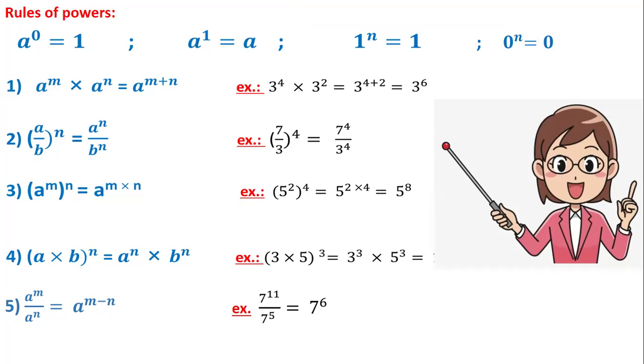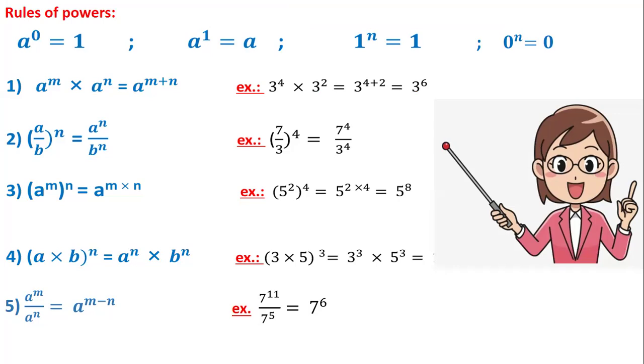Rule number 1, a to the power m times a to the power n, multiplication of two powers having same bases, different exponents. We keep the base a and we add the exponents, m plus n. 3 to the power 4 times 3 squared is equal to 3 to the power 4 plus 2, which is 3 to the power 6.